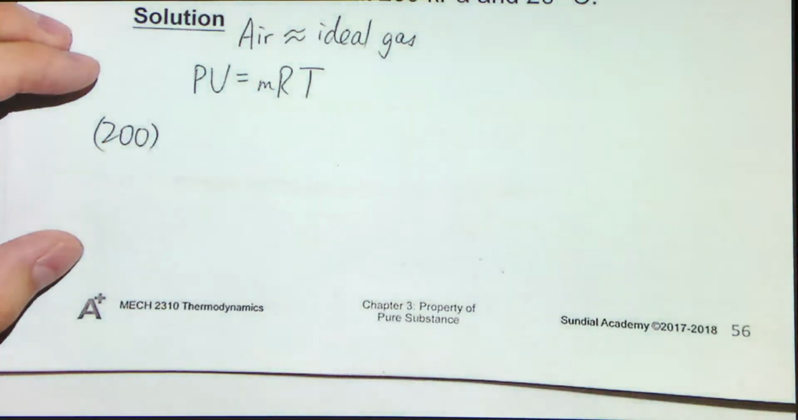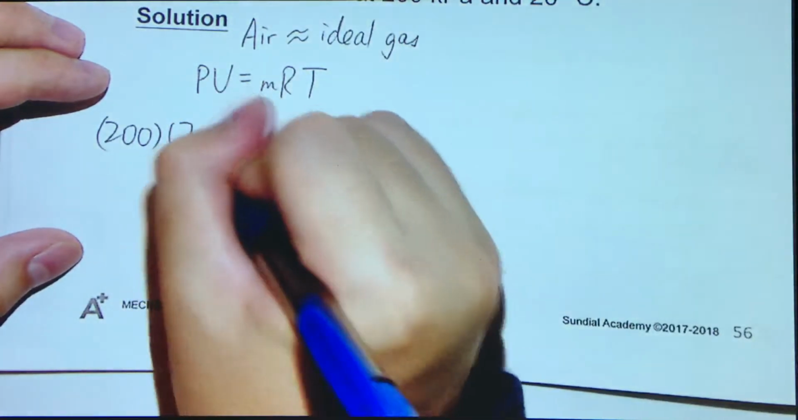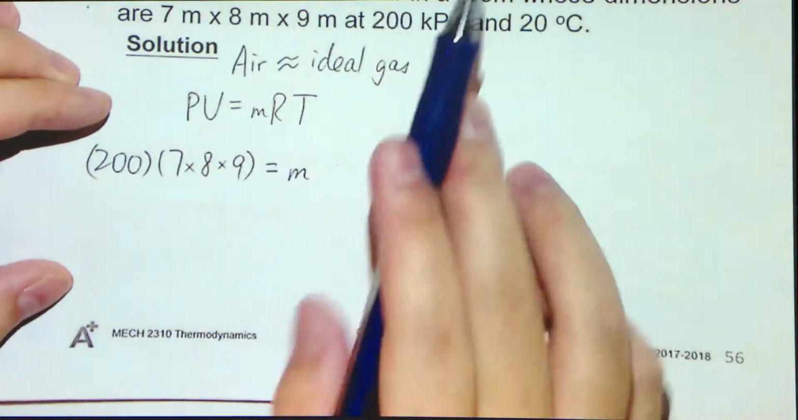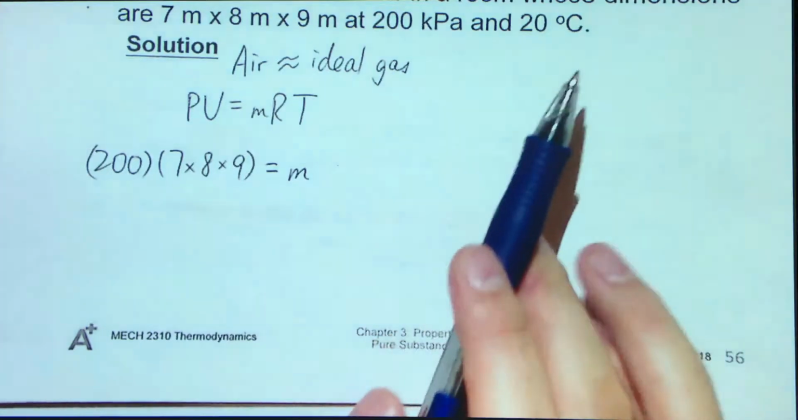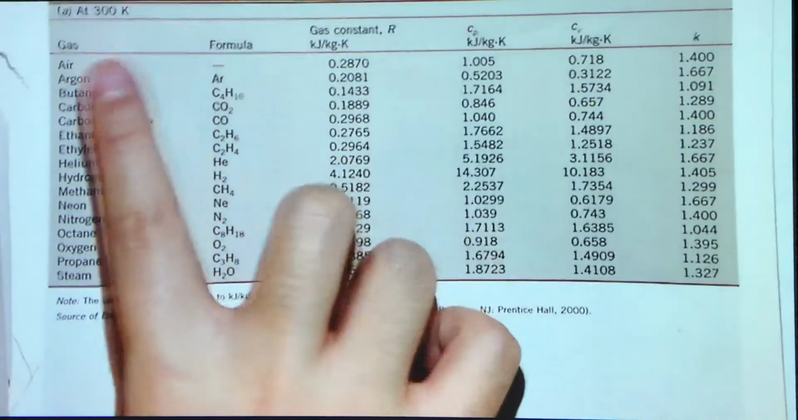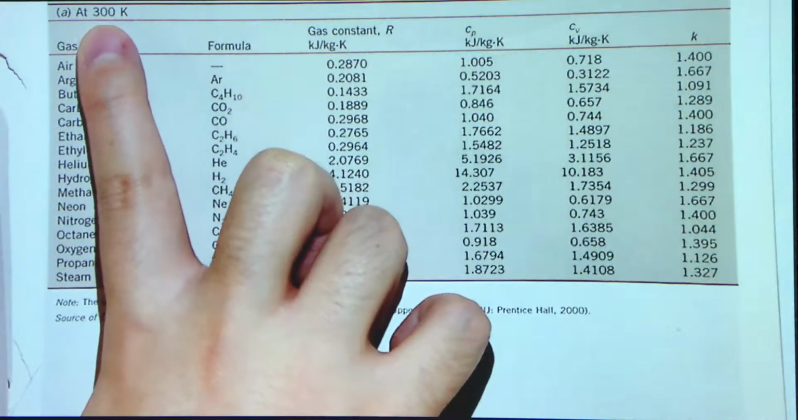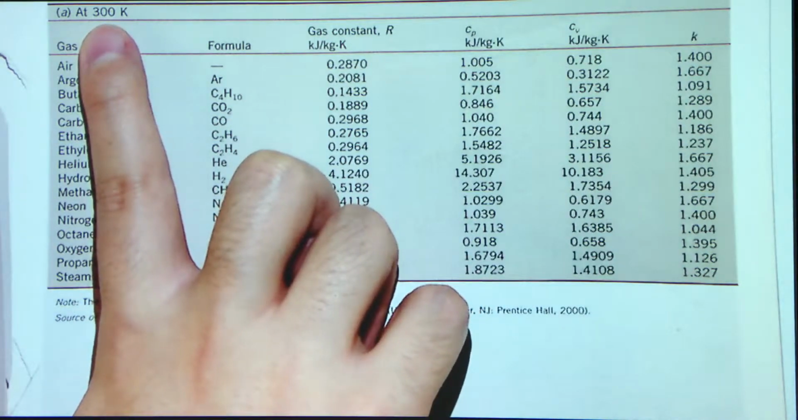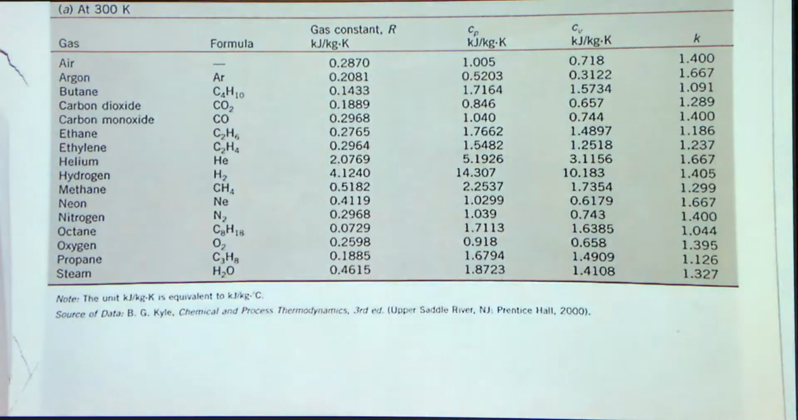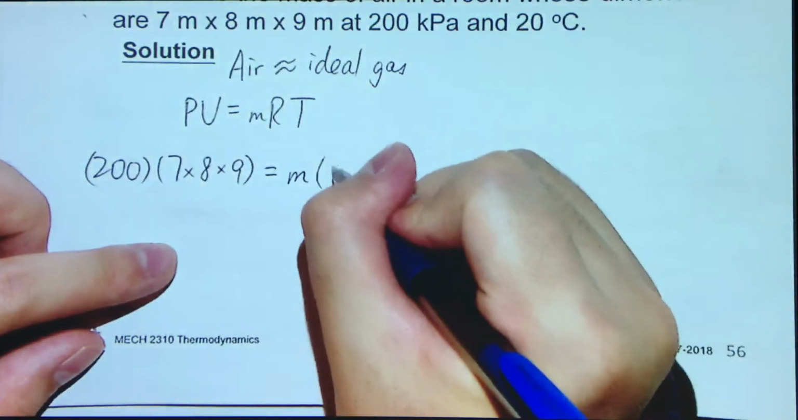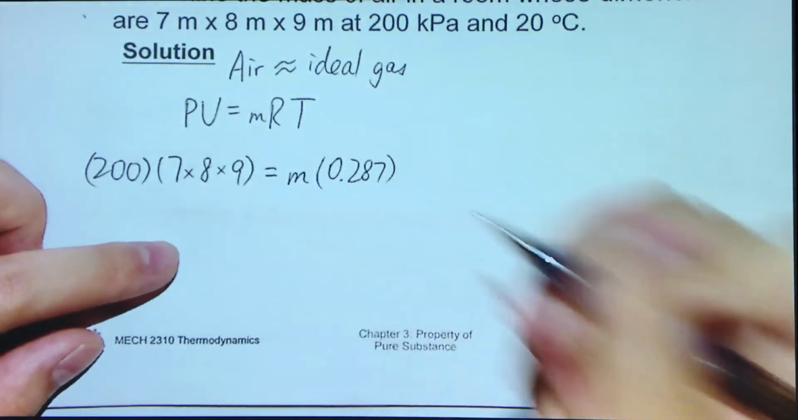So in this case, we just copy 200 kilopascal. And the volume is 7 multiplied by 8 multiplied by 9, equal to the mass. But what is R? Because it's 20 degrees C, if we go to table A2, we have the gas constant here. This one is at 300 K, corresponding to 27 degrees C. For 20 degrees C, because it does not have any great difference from 27 degrees C, we will just take this value for our convenience. The error will be very small, so 0.287 kilojoule per kilogram per Kelvin.